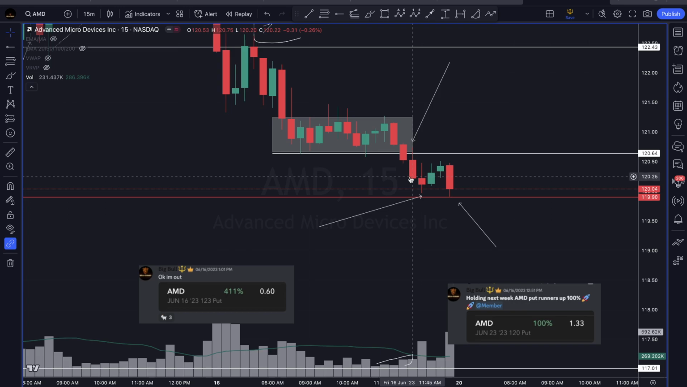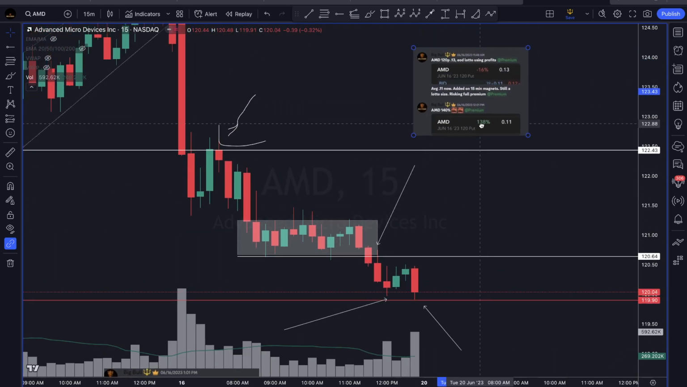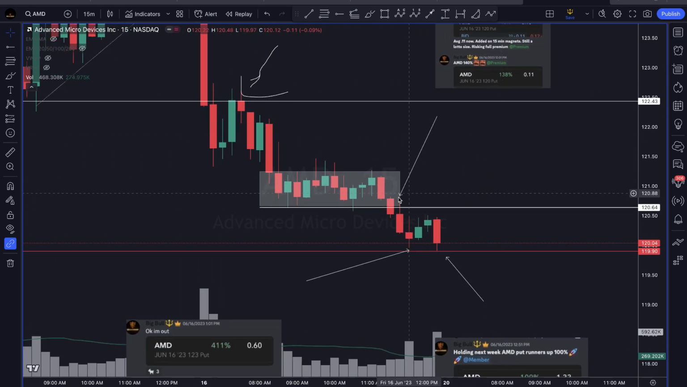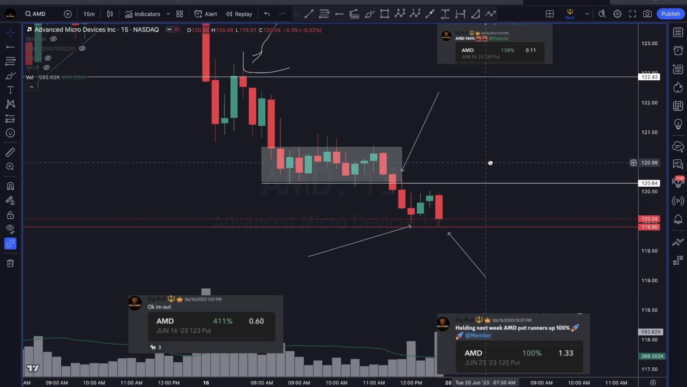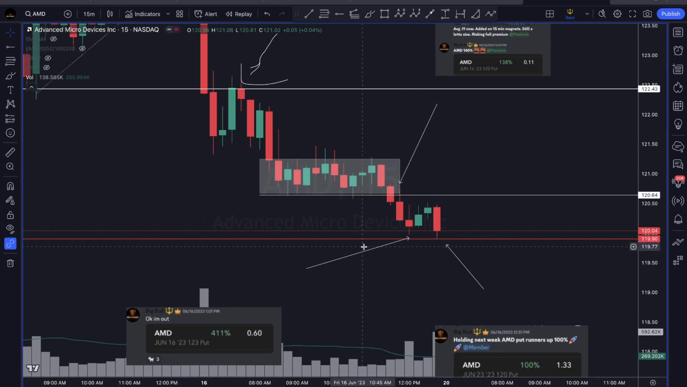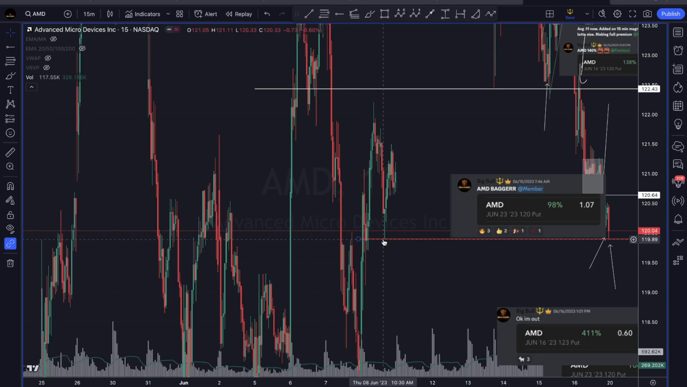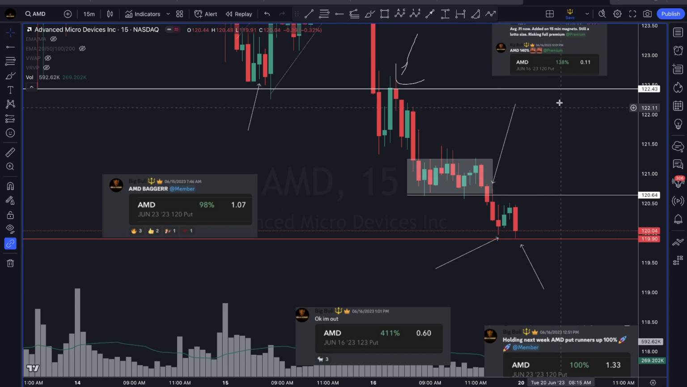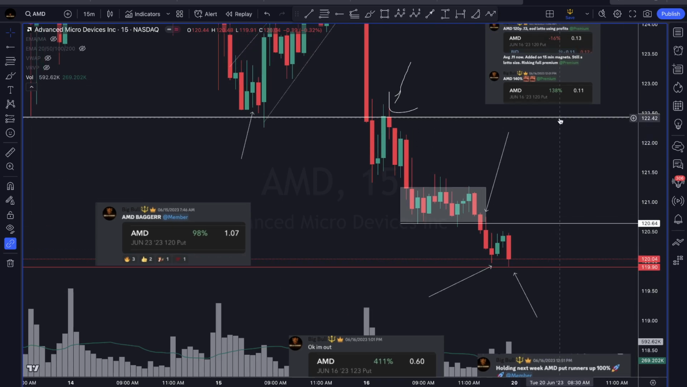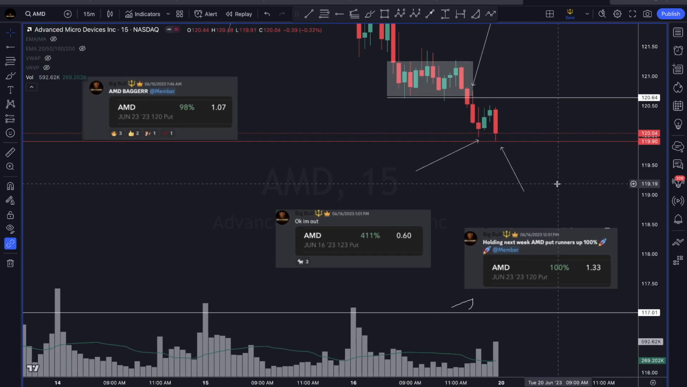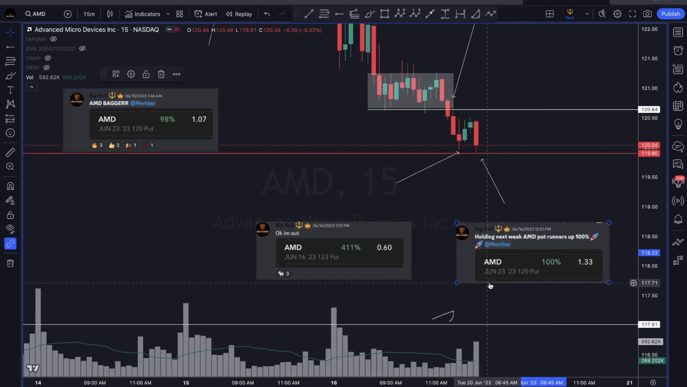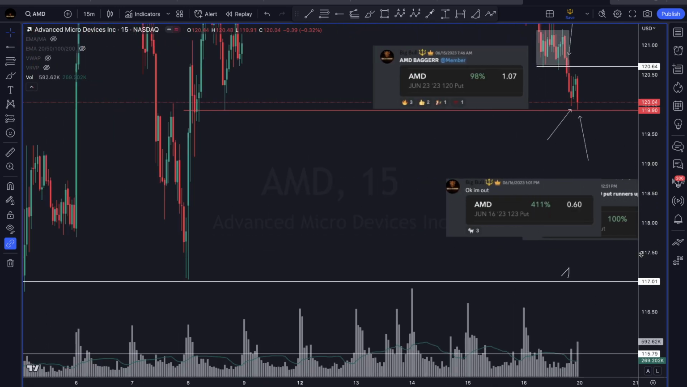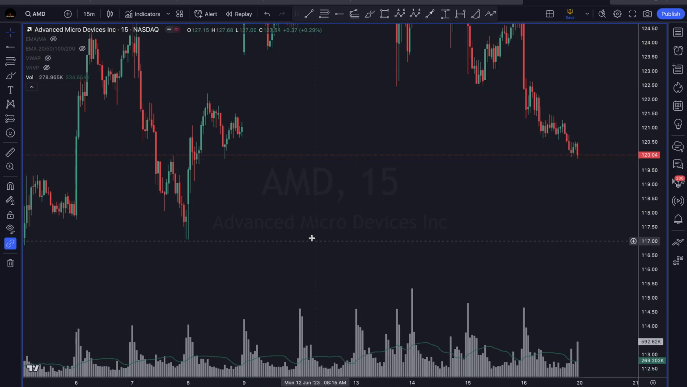It was only 1 hour to close, so I alerted AMD puts at 11 cents on that retest. We got a sniper entry on the retest, and this was a support I was watching, the 119.90 price tag, and then our puts went 140% in 10 minutes. So I was out of my trade, and I'm holding my next week's AMD puts, which are already up 100%. So let's see what next week brings.